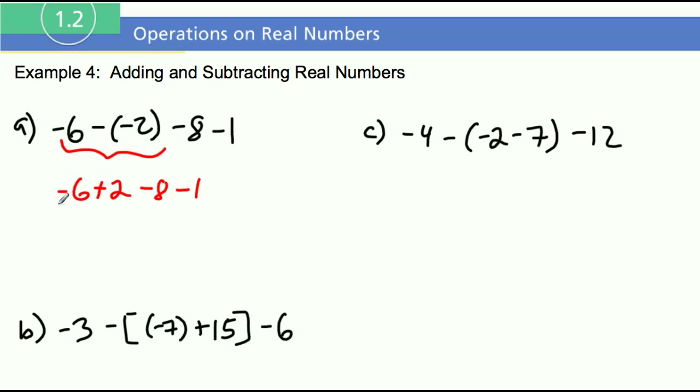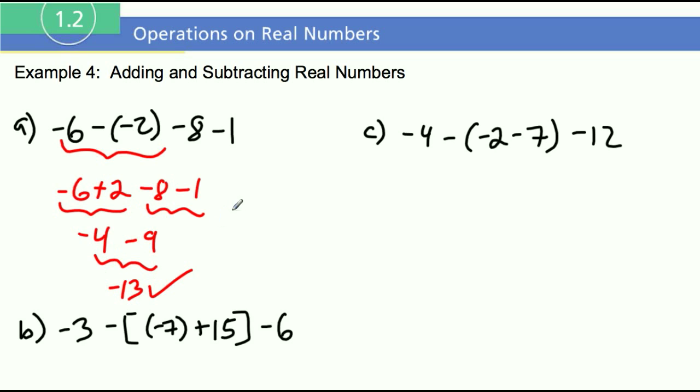So really negative 6 plus 2 is just going to give us negative 4. Okay? And then here we have this guy right here, negative 8 minus 1. We can just go ahead and drop that guy down as well. Negative 8 minus 1 is a negative 9, right? And so now we can combine both of these guys together, and we'll get negative 13.